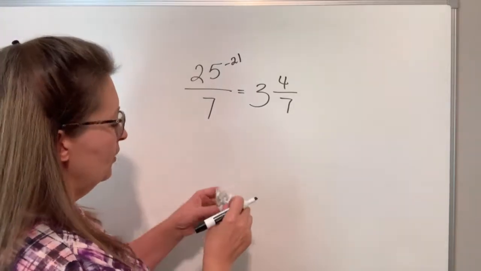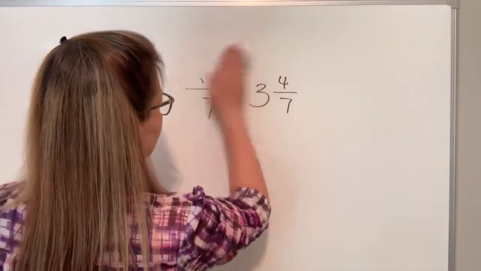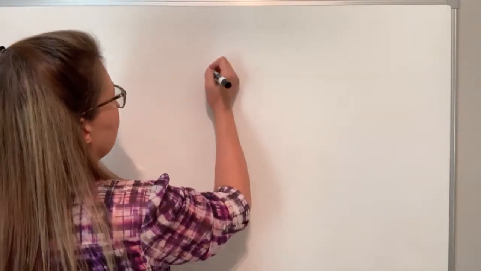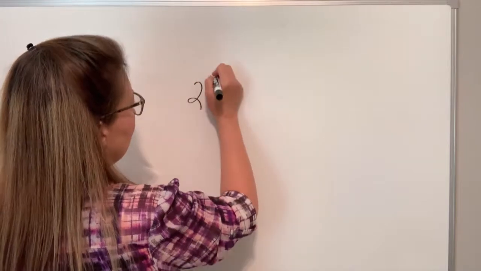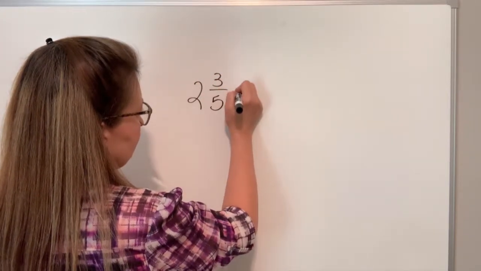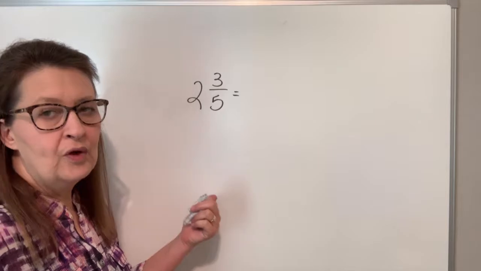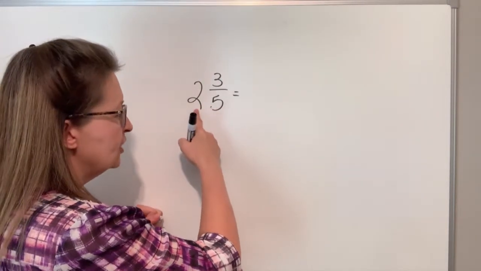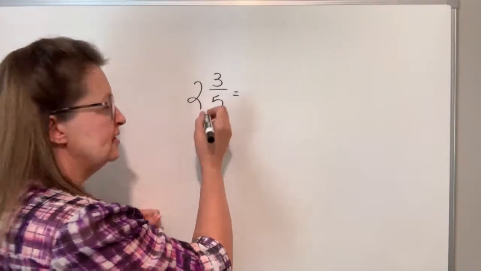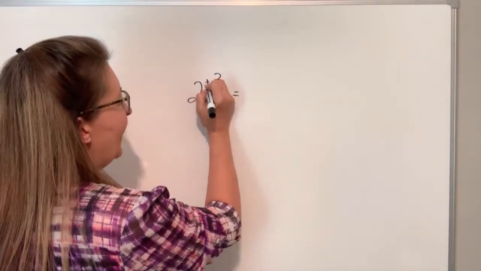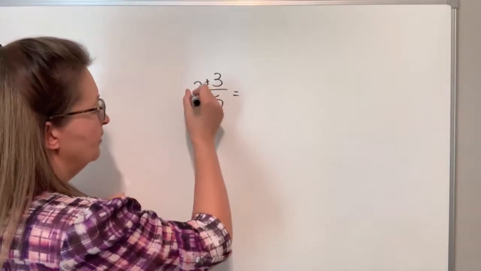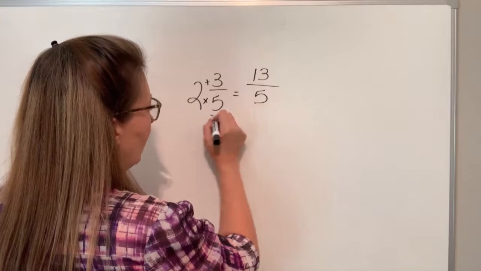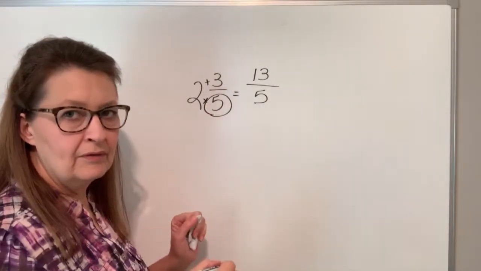Now let's look at going the other way. What if you have a mixed number and you want to change it to an improper fraction? Let's take 2 3/5. Okay? Quick way to do this is multiply the denominator times your whole number. 5 times 2 is 10. And then you add the numerator. 10 plus 3 is 13. And you put this over your original denominator.